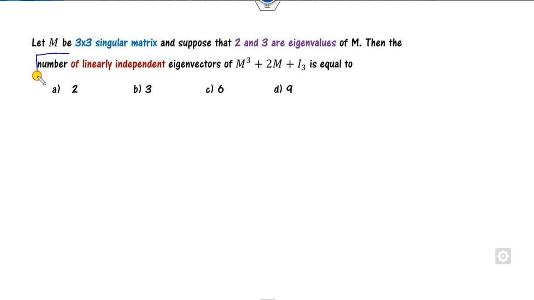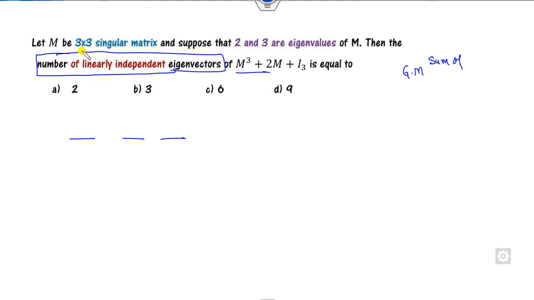Again, you can see here the number of linearly independent eigenvectors. So again, you have to find the sum of geometric multiplicity of this. This is a 3 cross 3 singular matrix. What is the meaning of the singular matrix? Determinant is 0. So one of the eigenvalues is 0. Other two are here. We need M cube. So what is the eigenvalue of the M cube? Then you have to write M cube plus 2M plus I3.